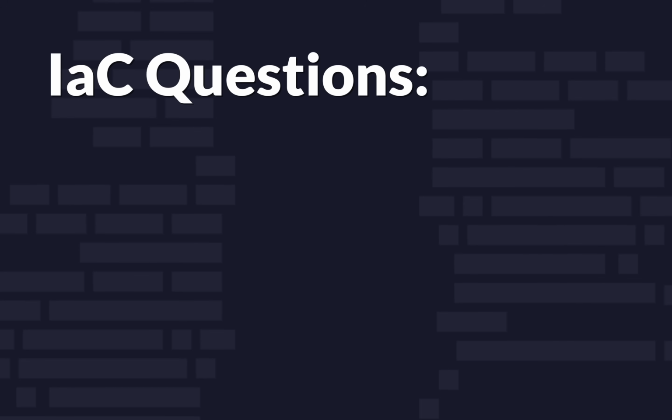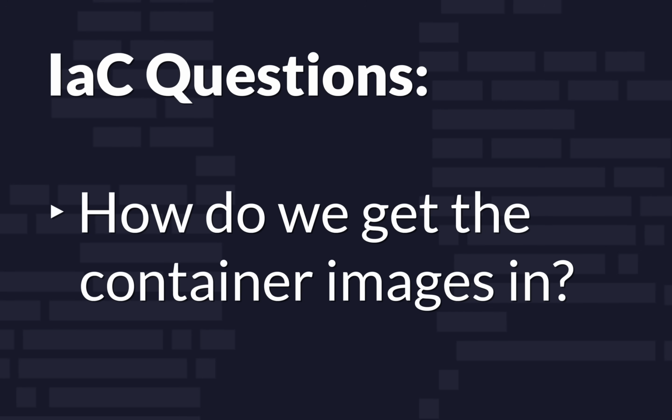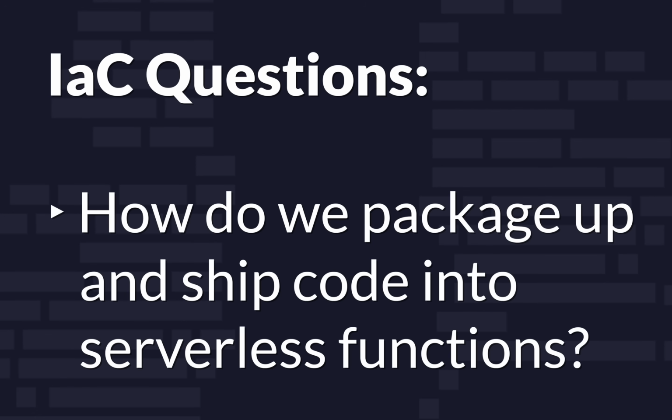It's becoming more and more important to automate infrastructure because applications can be deployed to production up to 100 times per day, and you don't want to be doing that all manually. It's also helpful for infrastructure to be provisioned or deprovisioned in response to load. We need to answer questions such as, how do we get the images for our VMs? How do we get the container images in? How do we package up and ship code into serverless functions?